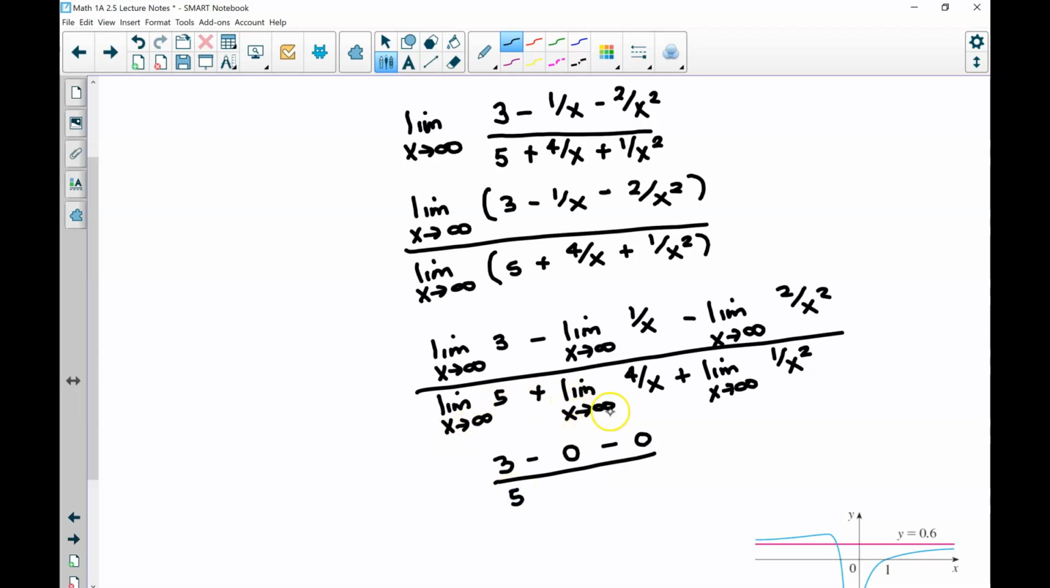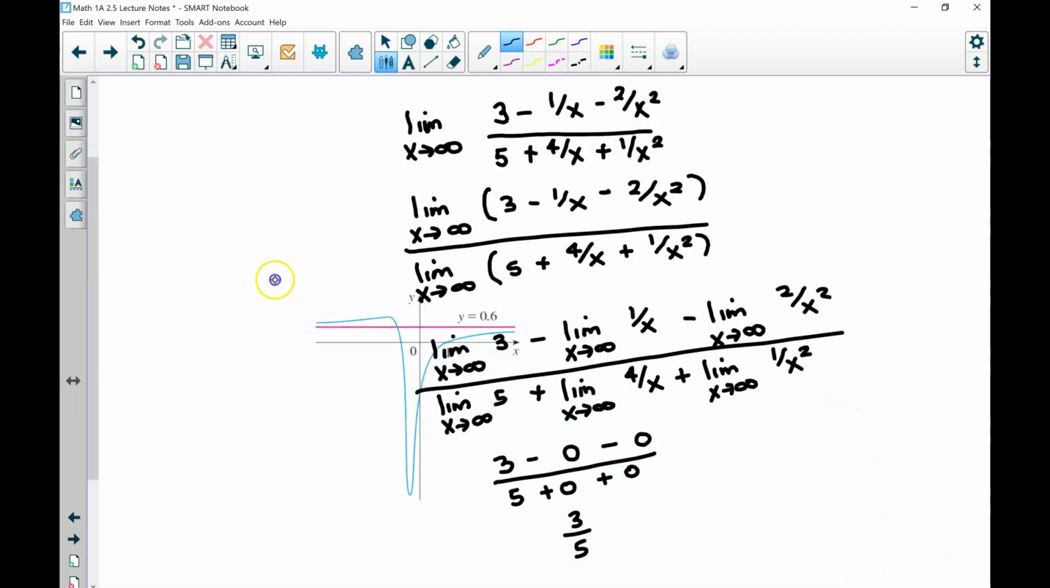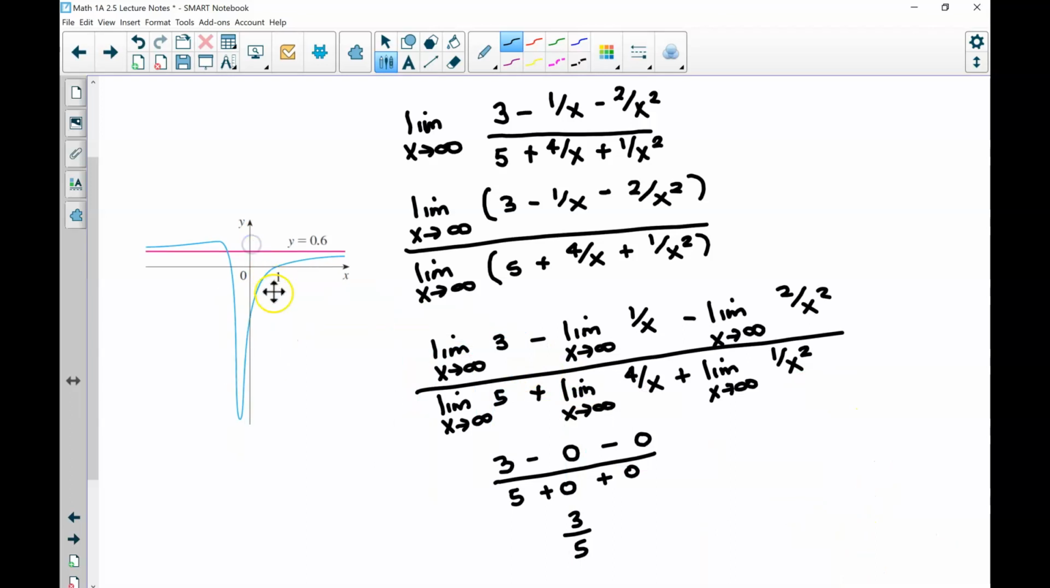The limit as x approaches infinity of 4 over x is going to be 0. And then the limit as x approaches infinity of 1 over x squared is going to be 0. So the answer is going to be 3/5. Okay? So if we take a look at this graph, this is what's happening. As x is approaching positive infinity, it's approaching the limit of y equals 0.6, which is the same thing as 3/5.